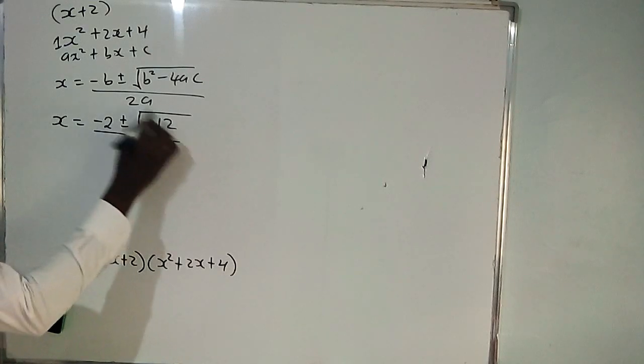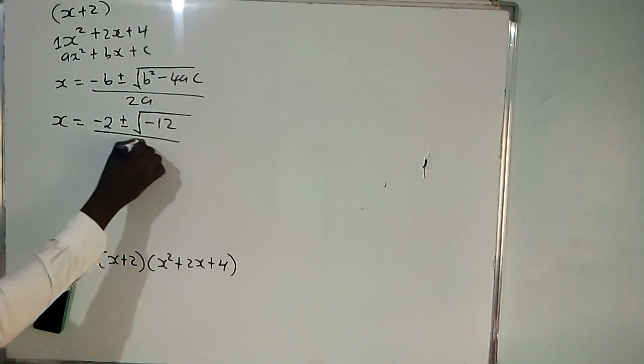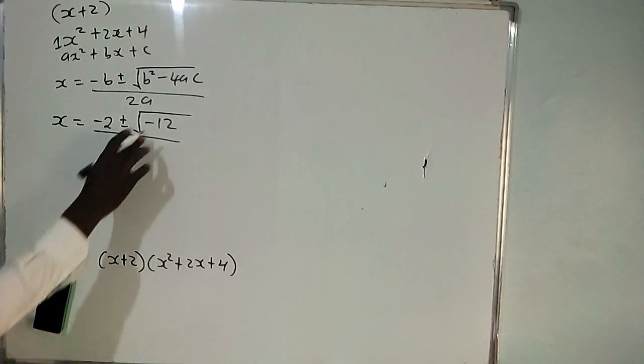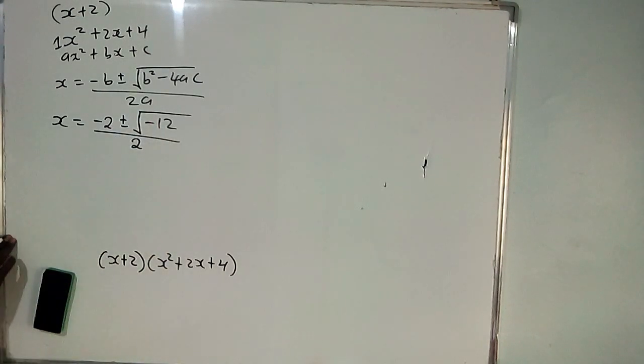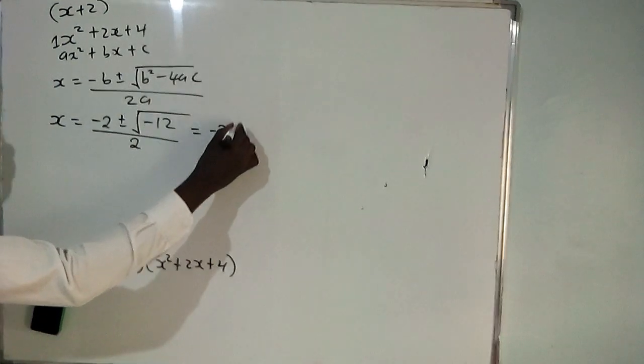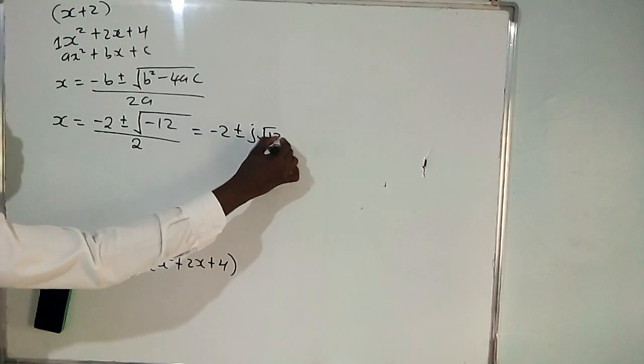Let me help you. Where there is b, put the value of b. b is 2, so it is negative 2, isn't it? Then b squared will mean 4, isn't it? Then 4 times ac, 4 times 1 times 4, that is 16. So 4 minus 16 is negative 12, isn't it? Over 2a, 2 times 1, over 2. So it means we have negative 2 plus or minus j root 12 over 2.